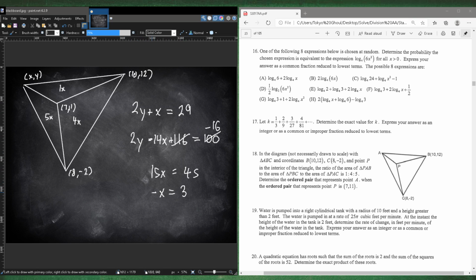So if x is equal to 3, go back to the first equation. So that will be 3, 23, 29 minus 3 is 26. That means y is equal to a value of 13. So our coordinate is 3, 13. And that is your answer for number 18.